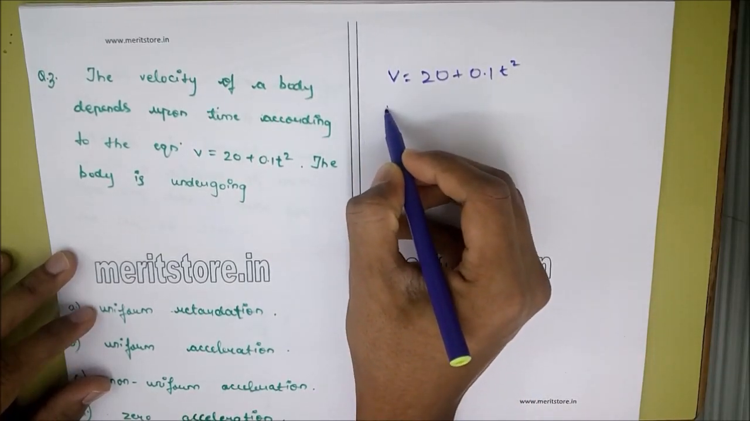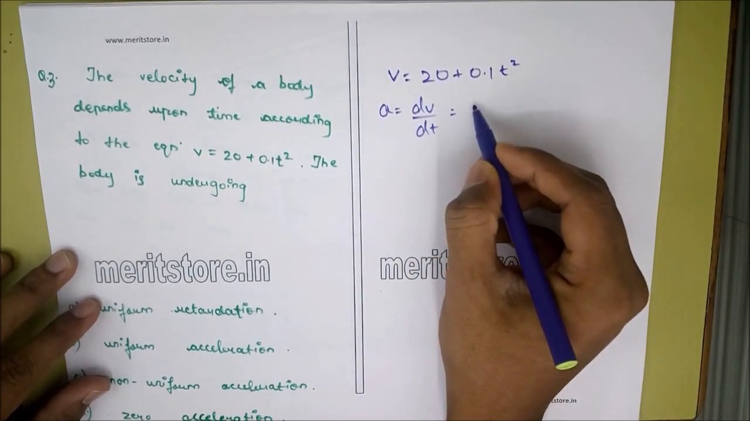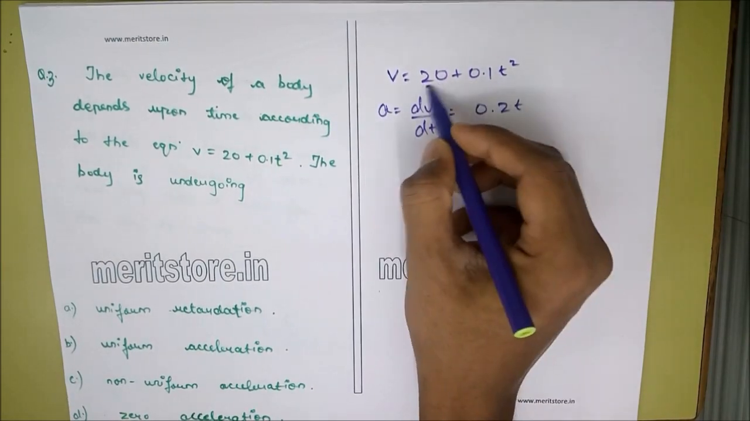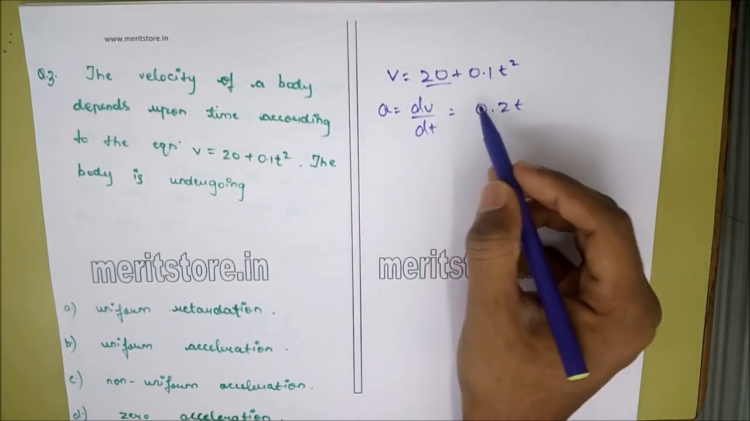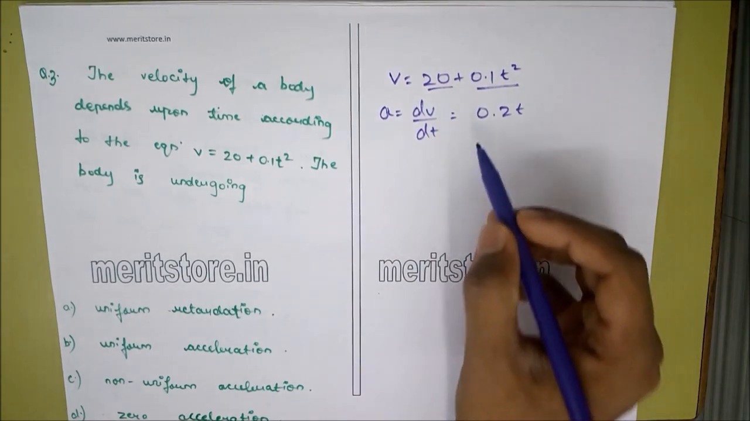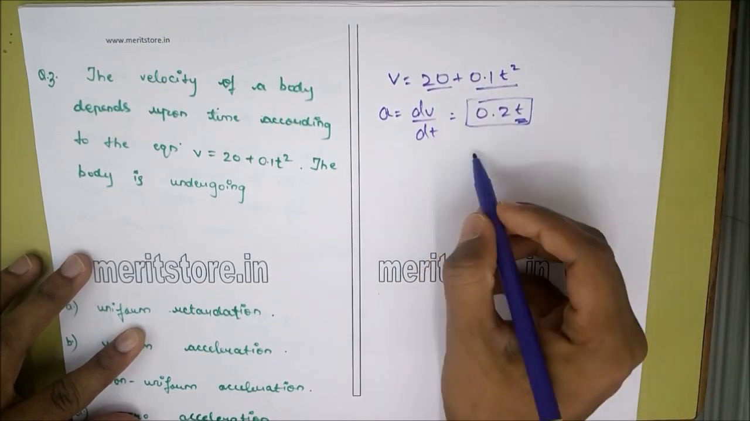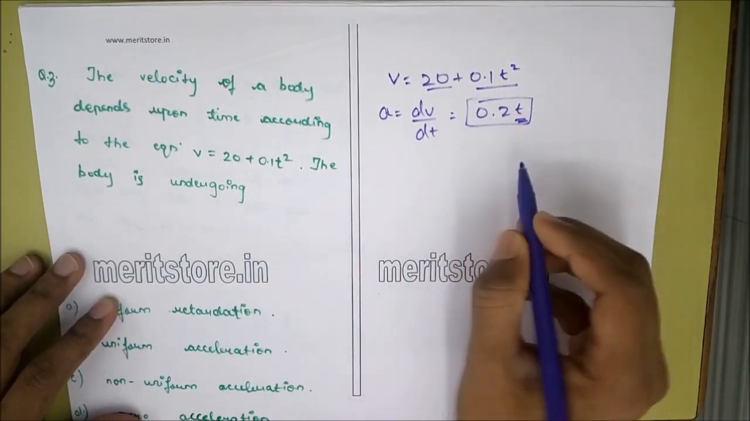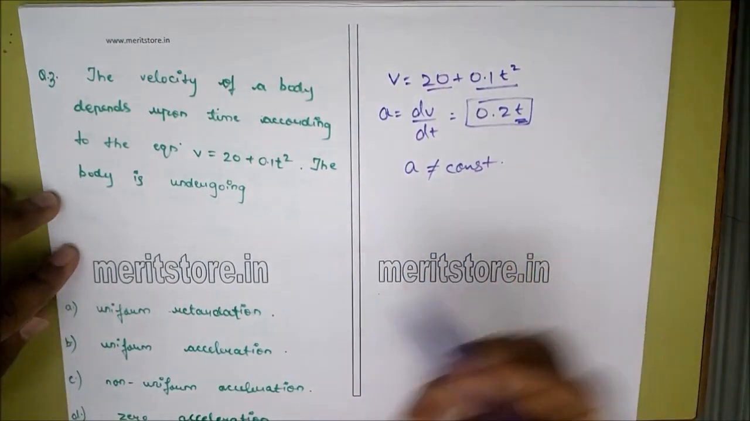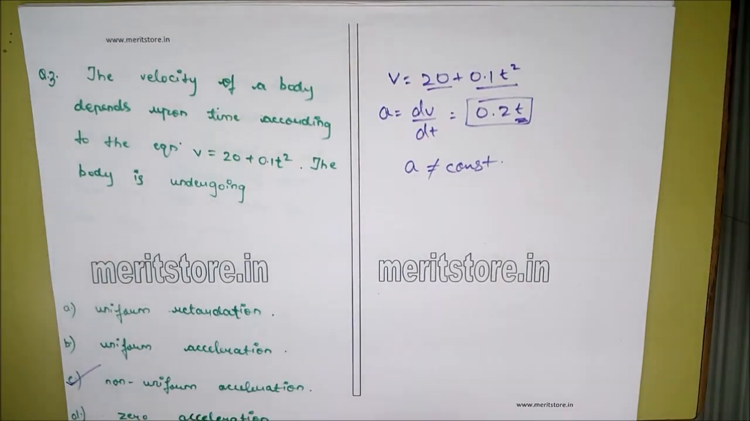The formula for acceleration is nothing but differentiation of v with respect to time, which can be given as 0.2 t, since the differentiation of 20, which is a constant, is 0, and differentiation of 0.1 t square can be written as 0.2 t. Now as we see that acceleration is time dependent according to this relation, and hence since the acceleration is not constant, the body is moving with a non-uniform acceleration, and hence option C is the correct answer.